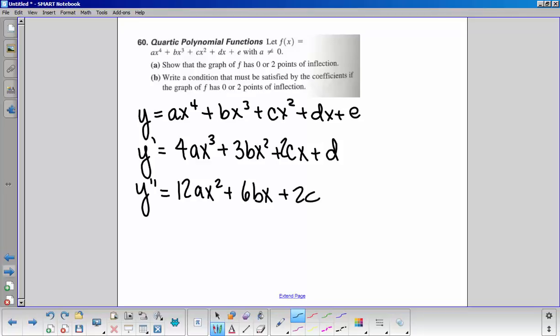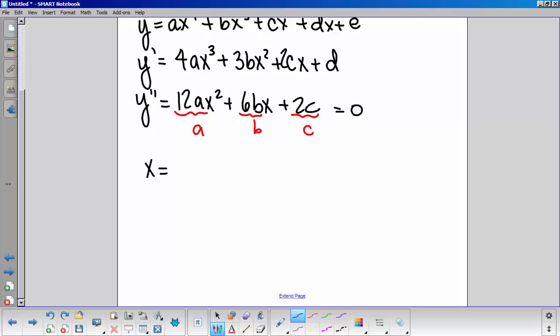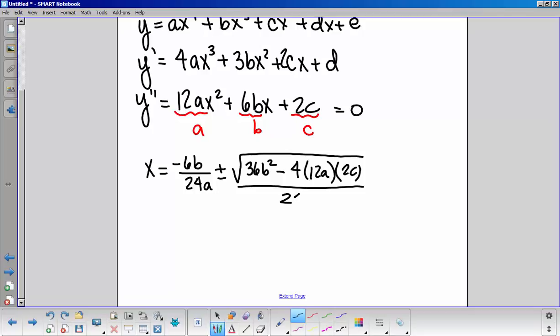Okay, so this is a what here? Quadratic. How do we solve quadratics? How do we set up? This right here is my A, this right here is my B, and this right here is my C, isn't it? So x equals negative 6b over 24a, plus or minus the square root of 36b squared minus 4 times 12a times 2c, all over 24a.